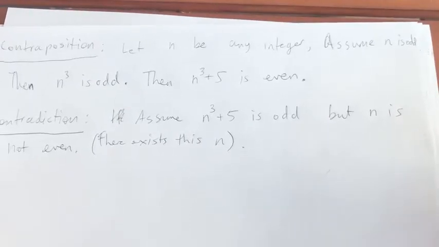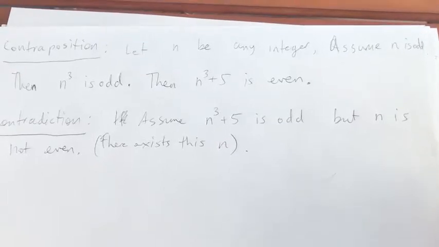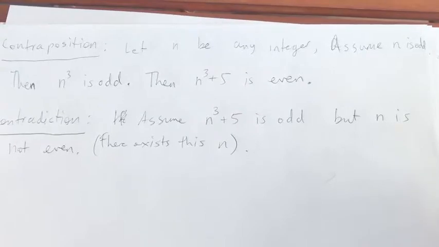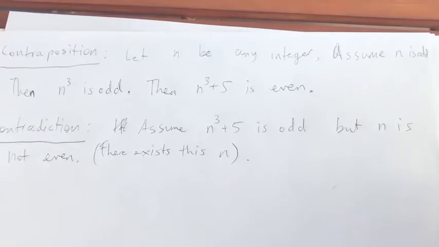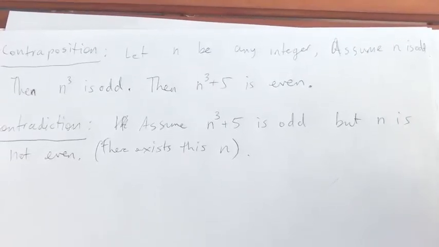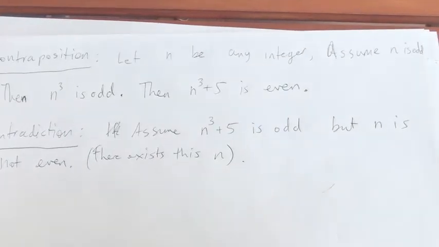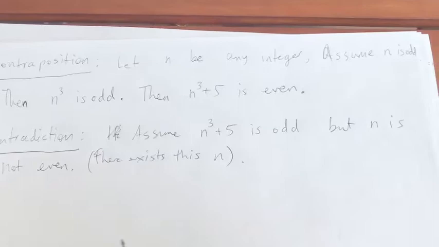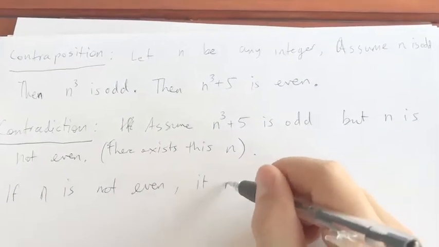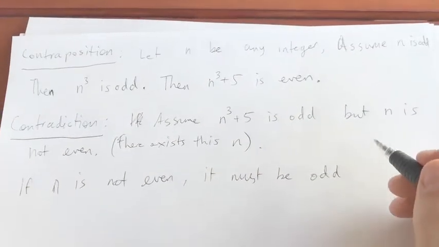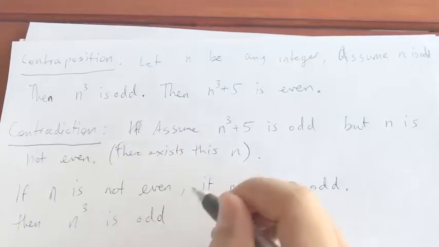Okay, so if n is not even, then it's odd, and n cubed plus 5 is odd. So if n is odd and n cubed plus 5 is odd, well, what could the contradiction be? You could do something very similar to the other ones, maybe that's why you had the choice. It involves very similar kind of logic. So if n is not even, it must be odd. Then n cubed is odd, as we discussed before in more than one way.